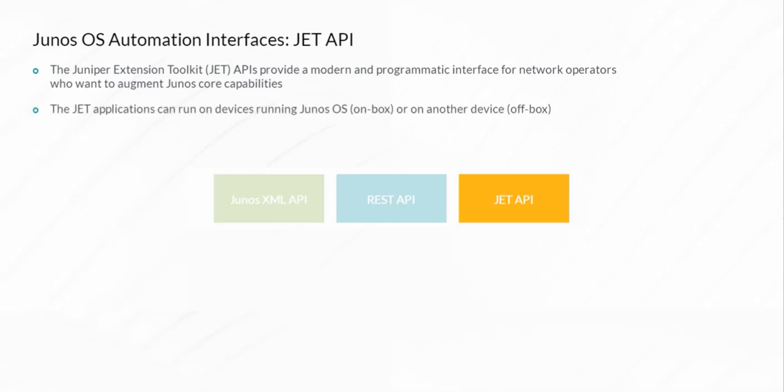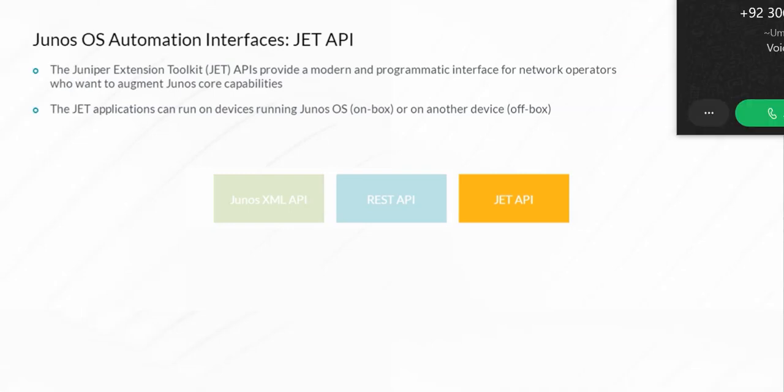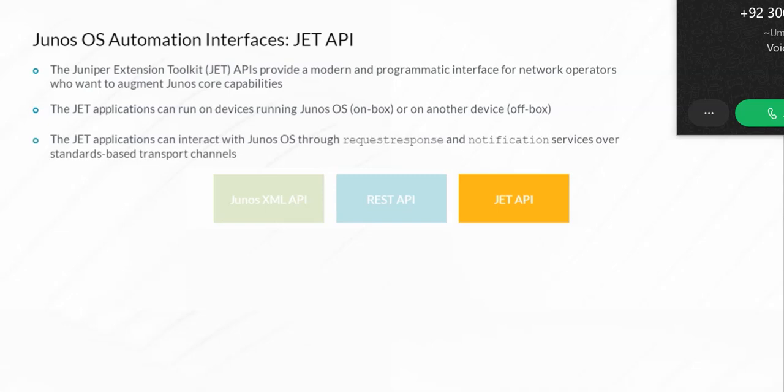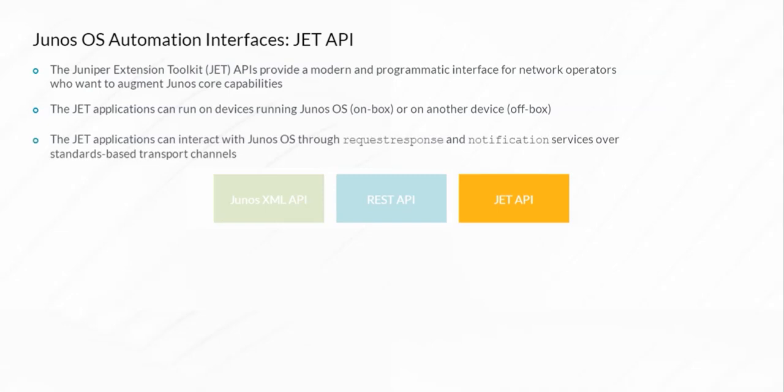The JET applications can run on devices running Junos OS on-box or on another remote device off-box in your operating environment, and connect over the network to a device running Junos OS and interact with Junos OS through request response and notification services over standards-based transport channels. The JET API was developed as a modern API for the cloud era, where remote management devices may need to make configuration changes thousands of times per minute.